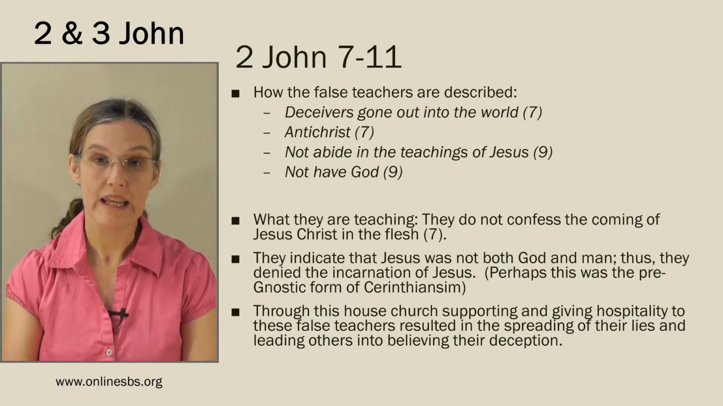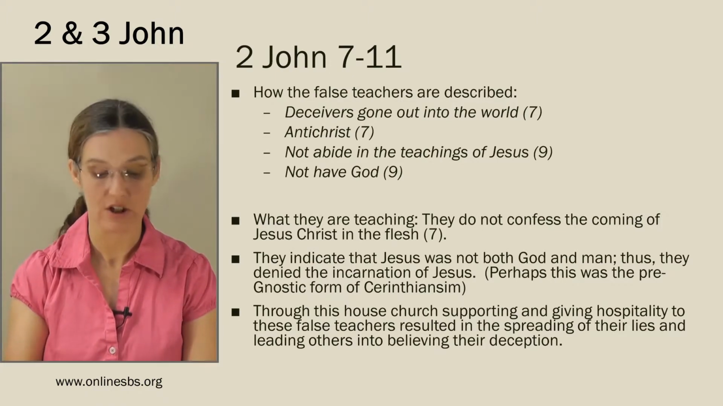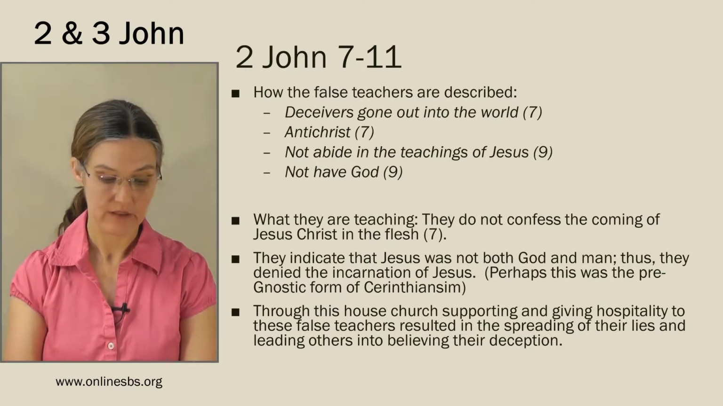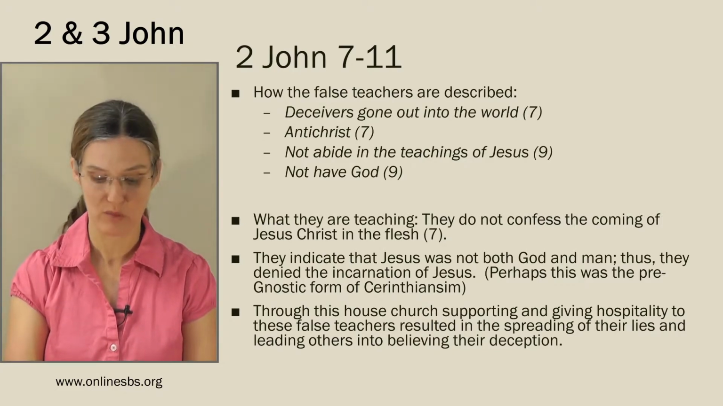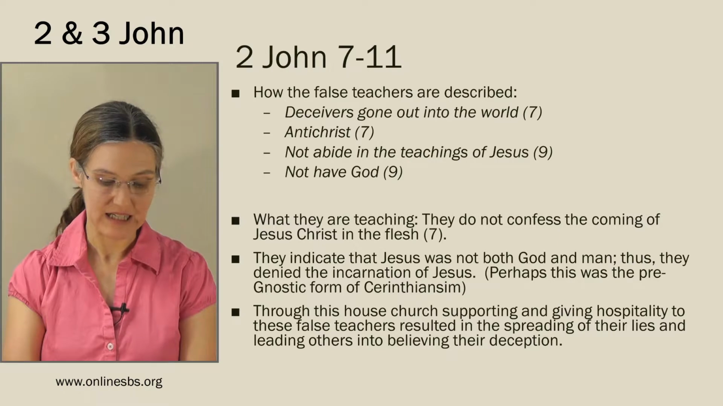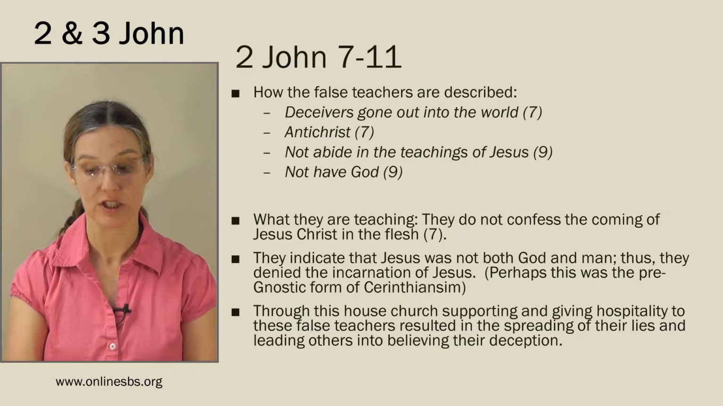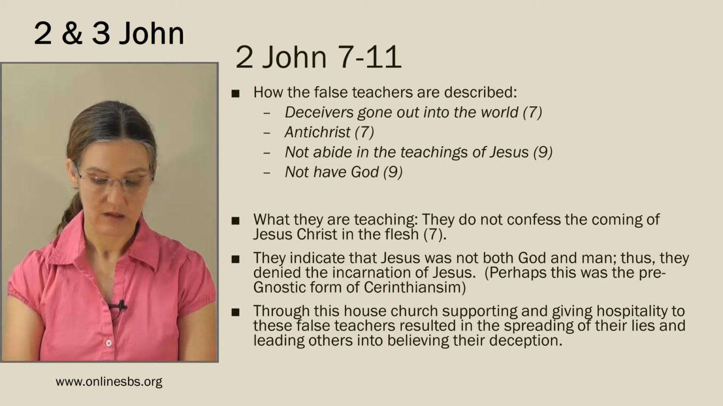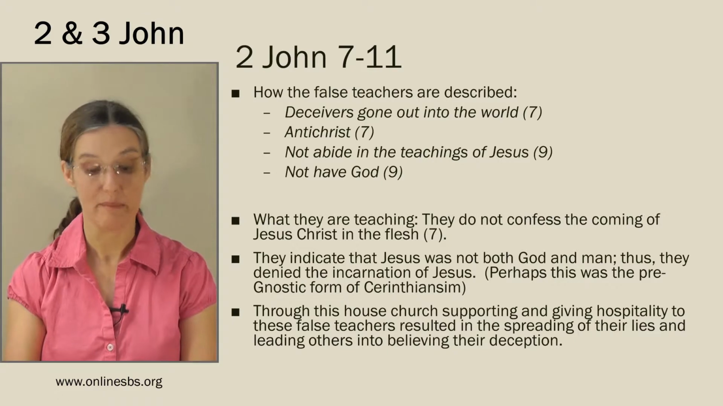So these would have been traveling teachers who were possibly teaching some pre-Gnostic ideas, that Jesus was not both God and man. They denied the incarnation of Christ. Perhaps this was a form of Cerinthianism. Anyway, it doesn't matter, but that was the Gnostic idea, that the spiritual form of Christ came upon the physical Jesus at his baptism and then left him at his death. But the main point that John is coming against here is that Jesus was not both God and man.